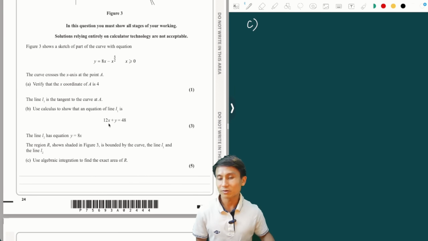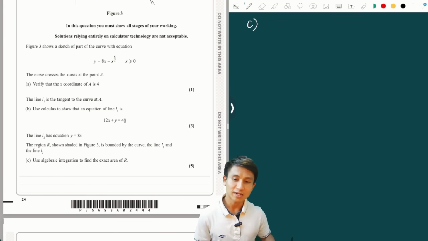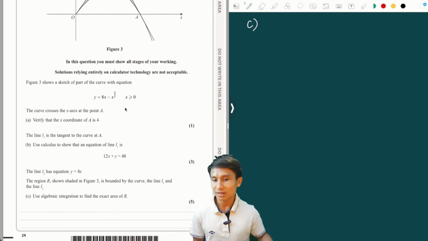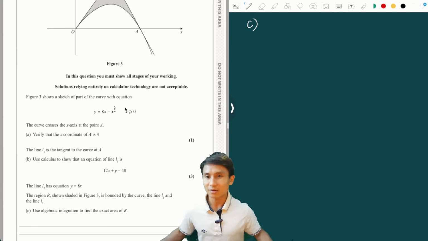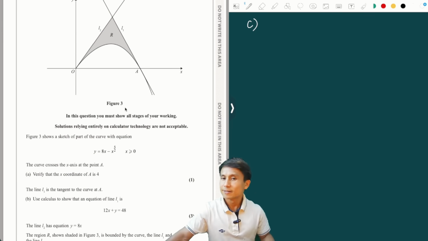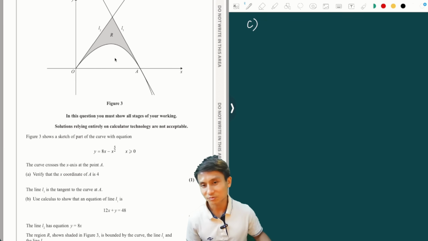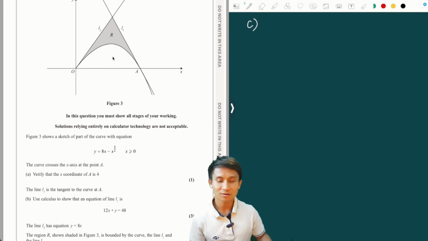Line L2 has equation y equals 8x. The region R shown shaded in figure 3 is bounded by the curve, the line L1, and the line L2. Alright. Use algebraic integration to find the exact area of R. Alright, okay. So it occurs to me that area R here can be found by subtraction between the triangle and the area under the curve. Okay, so we need to find the area of the huge triangle first, and then subtract this white area here from that triangle area.